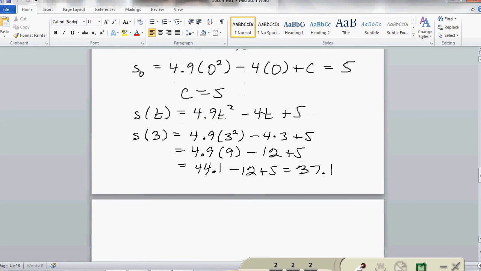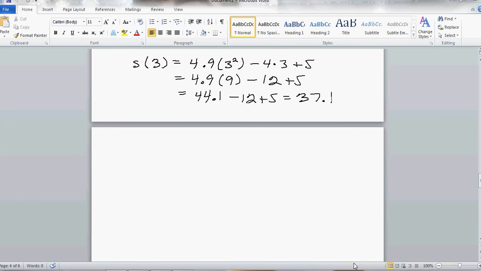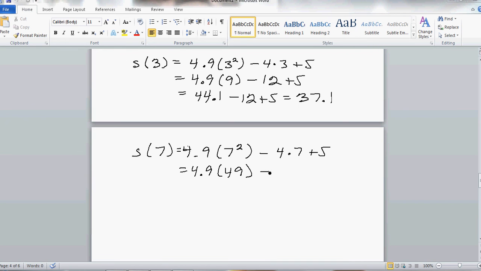That's in essence where we started. Then I need to find what is S of 7. S of 7 equals 4.9 times 7 squared minus 4 times 7 plus 5. That'll be 4.9 times 49 minus 28 plus 5. And let's see, this all equals 217.1. So this is where we end.